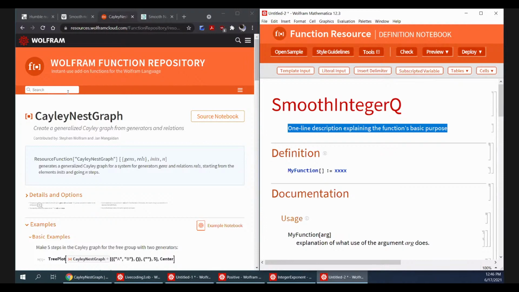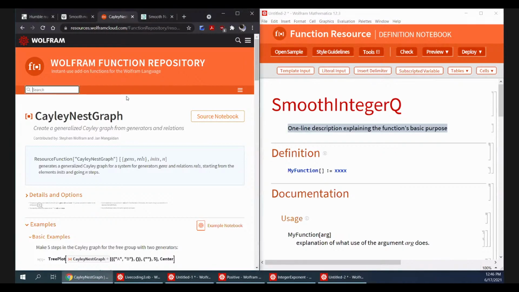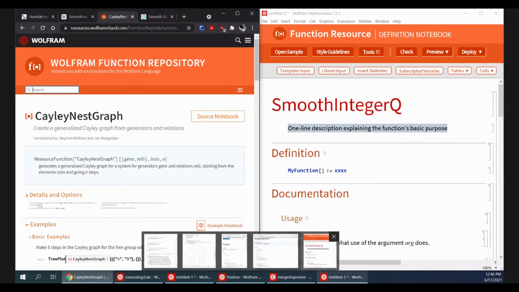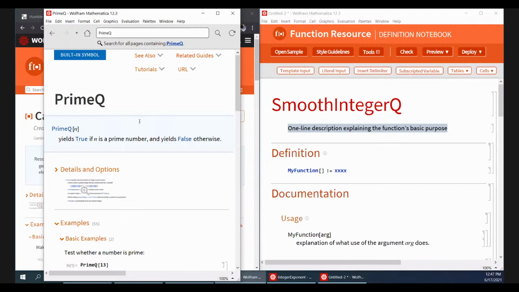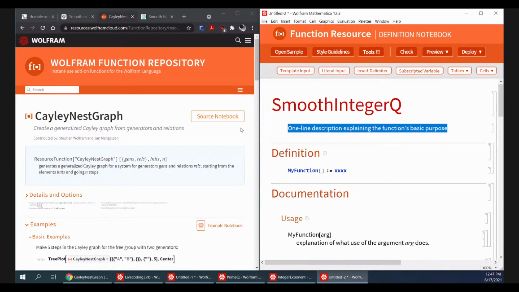Is there anything that we should compare it to? Probably the documentation, right? I think we talked about this a little bit. If we look at maybe PrimeQ in the documentation, that might be a good one to base our definition on. These little description blurbs are kind of unique to the function repository. The built-in documentation doesn't have anything exactly equivalent to that. I like to think of it as sort of like the marketing tagline for your function, right?